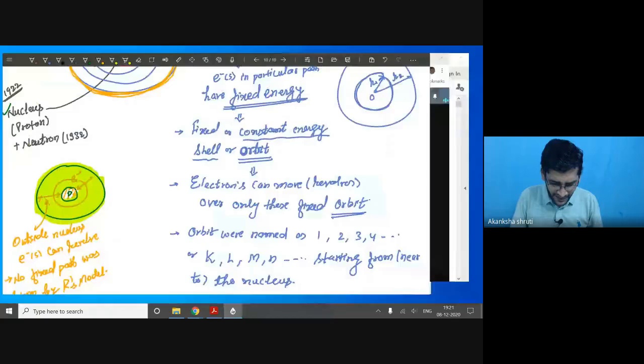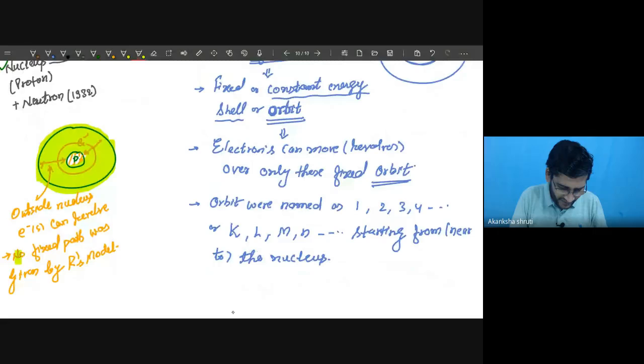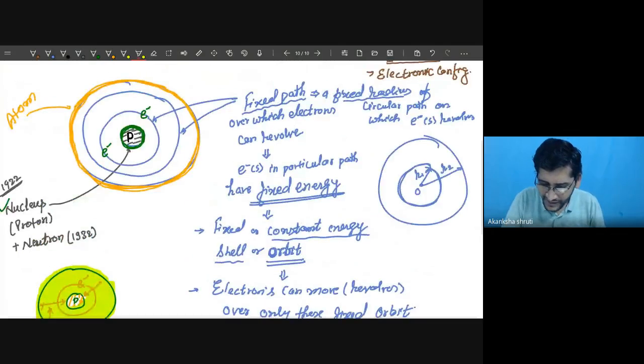Which means there is no fixed path in the Rutherford model. But this fixed path, are you getting it? The concept of a fixed circular path over which the electron can revolve was the additional feature given. And he postulated that these fixed paths have fixed energy, over which if the electron revolves, it will not lose energy.